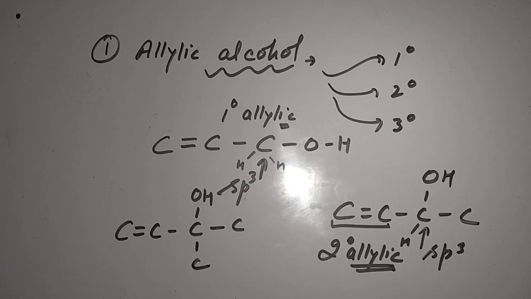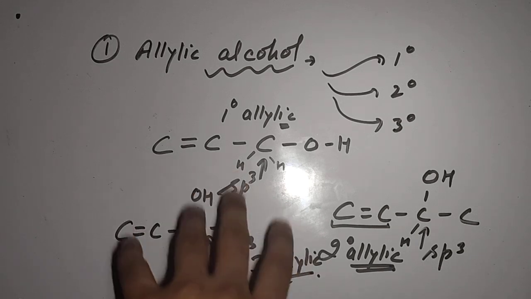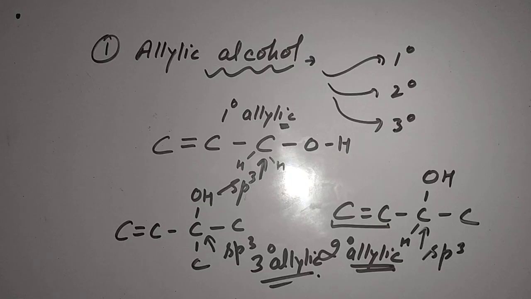Similarly, we can have this one, an sp3 hybridized carbon, 1, 2, 3. It's a 3 degree allylic carbon, allylic alcohol, 3 degree allylic alcohol. So these are allylic alcohols.